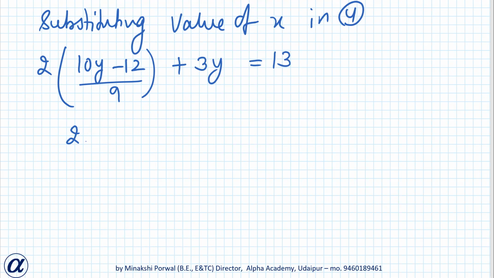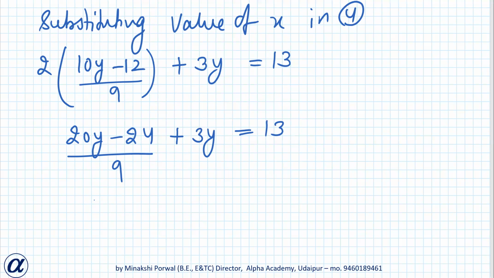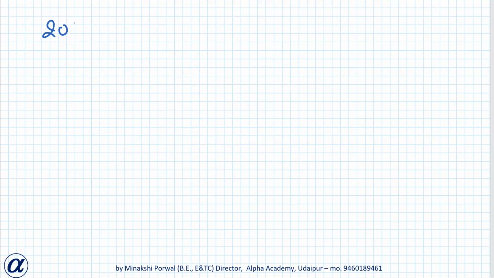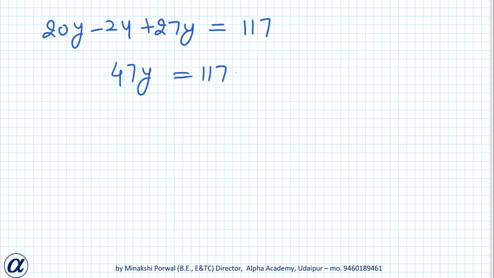So this becomes (20y minus 24) upon 9 plus 3y equals 13, and (20y minus 24 plus 27y) upon 9 equals 13 upon 9. So cross multiply, it will be 20y minus 24 plus 27y equals 13 times 9, which is 117. So 47y equals 117 plus 24. Okay. So 117 plus 24 we will find this number.